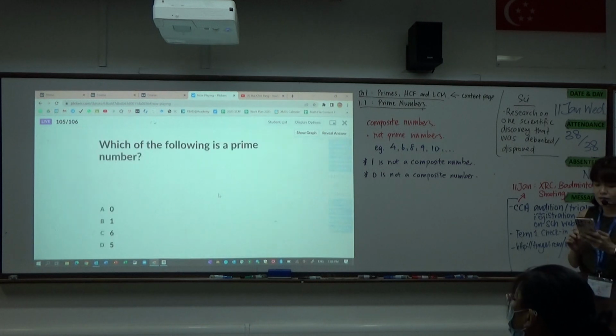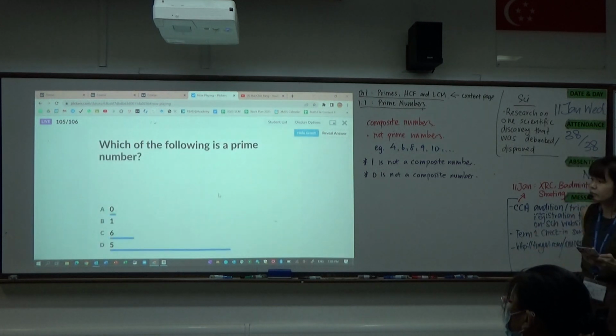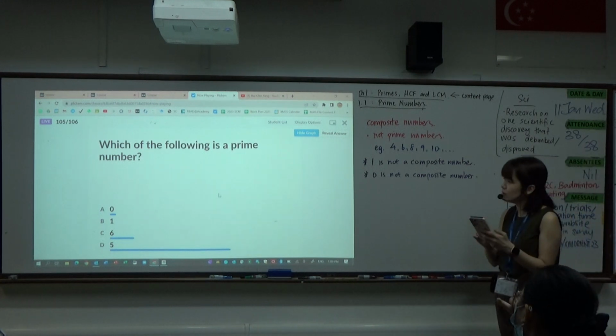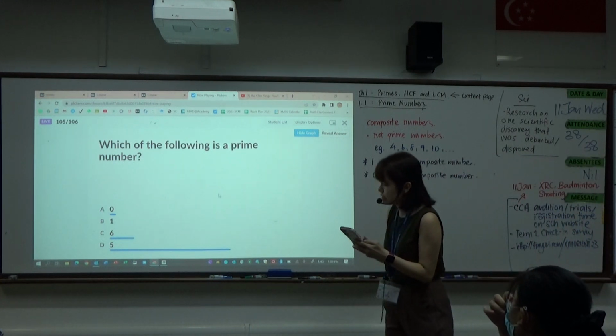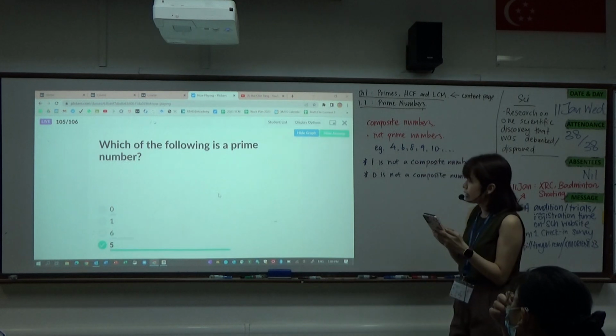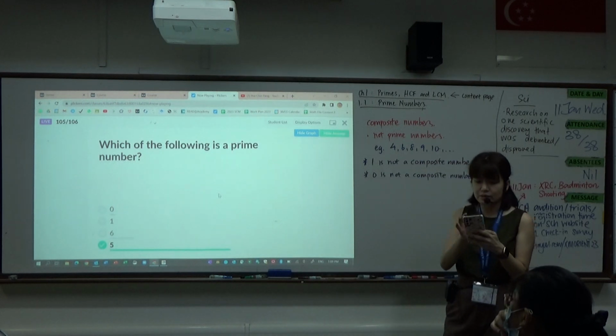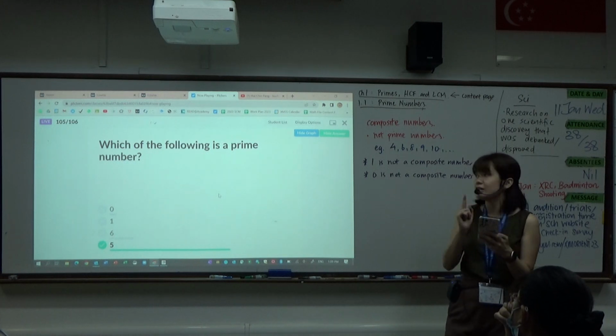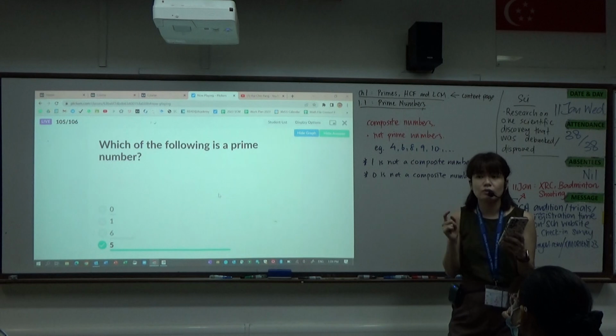Alright. Let's see. Most of you chose 5 as the prime number. We do have people who chose 0, A and C. So the correct answer is actually D, which is great. I just want to say out the names of those who didn't get it correct, just in case you don't know how to use it.